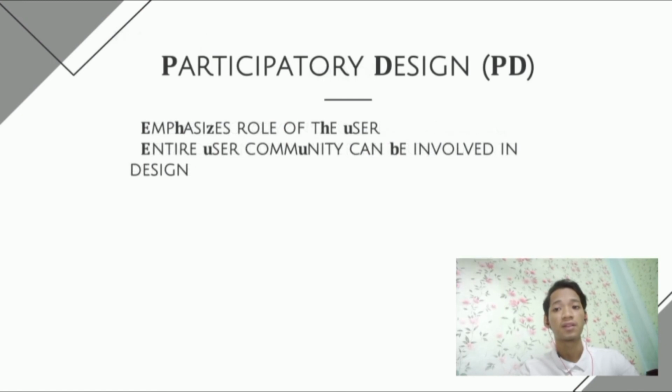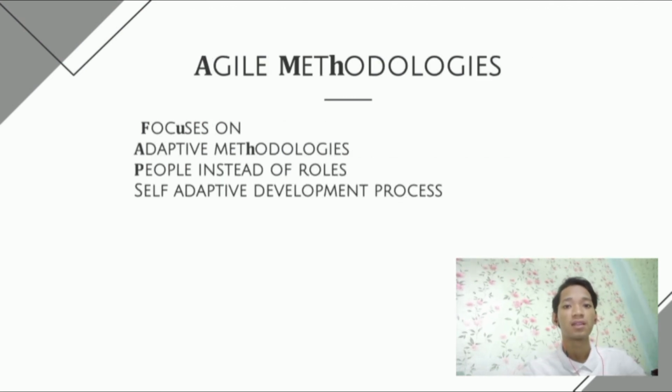The fifth alternative is participatory design. Participatory design, or PD, is an approach to design that attempts to actively involve all stakeholders in the design process to help ensure the result meets their needs and is usable. PD is an approach focused on the processes and procedures of design and is not a design style. And the last alternative is agile methodology.